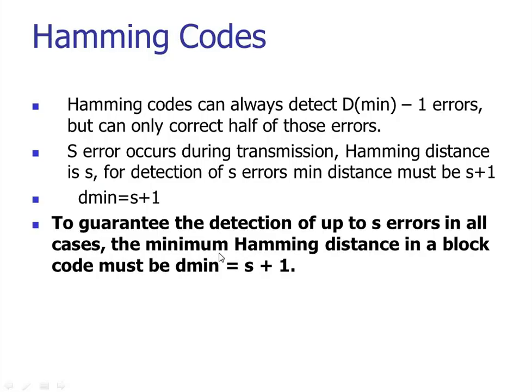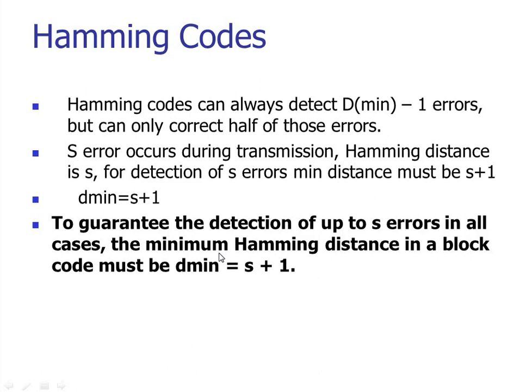So Hamming codes are utilized for detecting errors. How many errors can you detect? d min minus 1 errors. These are the errors you can detect.